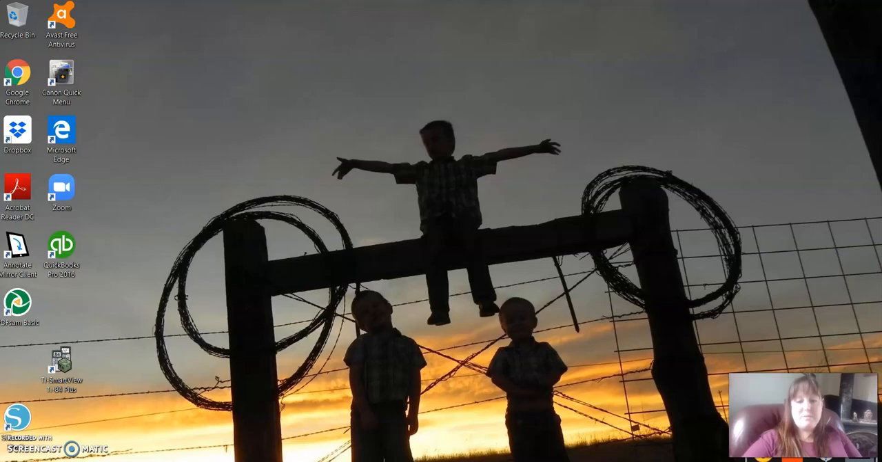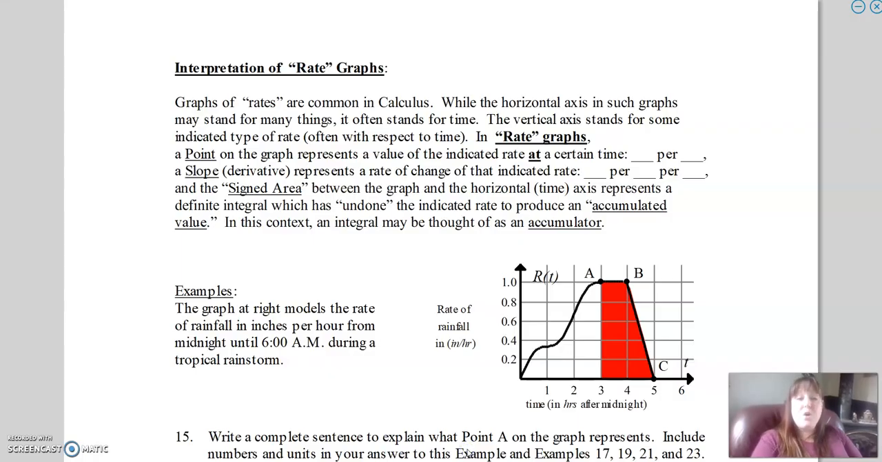All right, here we are talking about rate graphs. Let me make myself small. Okay, so a rate graph is something that we're going to see in calculus a lot, because this is where they use a lot of calculus, right? Because they use it to define how much something is changing over time, and then they evaluate that. So for this one, the horizontal axis is in terms of time, and the vertical axis is in terms of a rate of rainfall. So it tells us what the rate of the rainfall is at that exact moment.